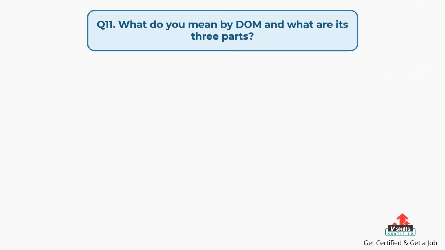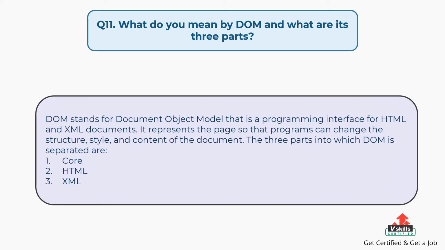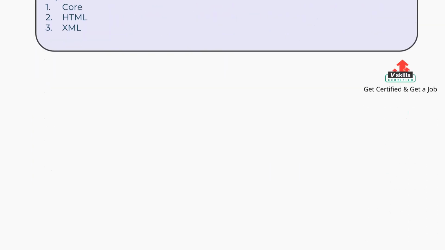Question number 11. What do you mean by DOM and what are its three parts? The answer is: DOM stands for Document Object Model, that is a programming interface for HTML and XML documents. It represents the page so that programs can change the structure, style, and content of the document. The three parts into which DOM is separated are core, HTML, and XML.